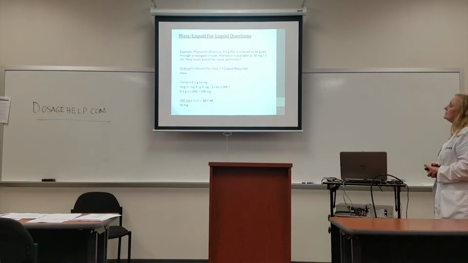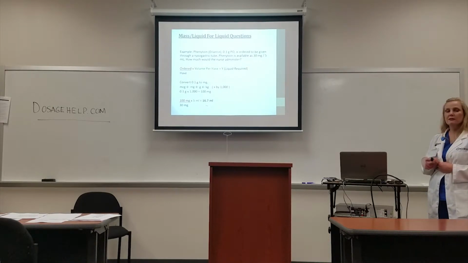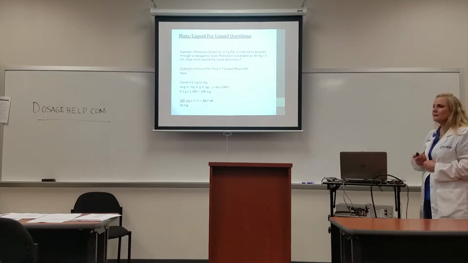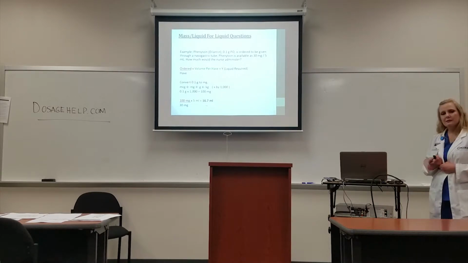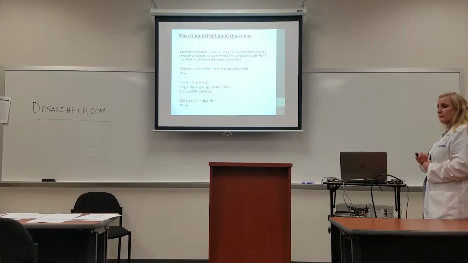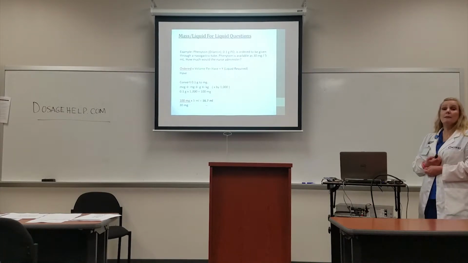So phenytoin is a Dilantin. It's 0.1 grams PO, ordered to be given through a nasogastric tube. So this is what's ordered, 0.1 grams. I'm going to have to convert that, but I'm going to go ahead and read the entire question so I can make sure that's what the doctor is asking. Always read your question twice. Always calculate twice. It's better to be thorough than to make a mistake and either kill somebody, be written up, or have an incident report.